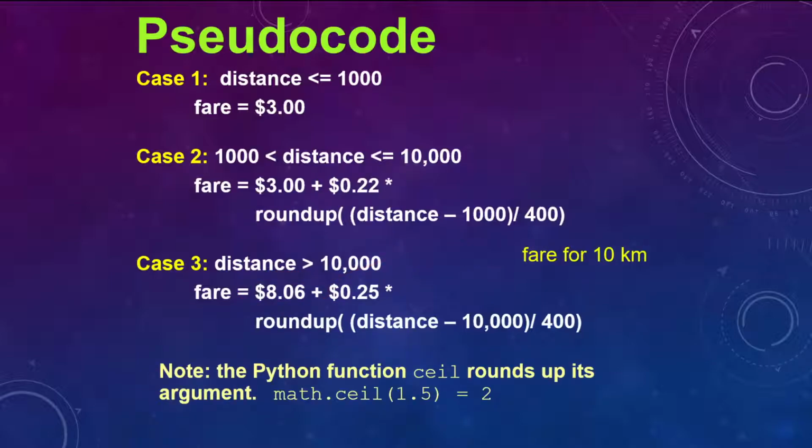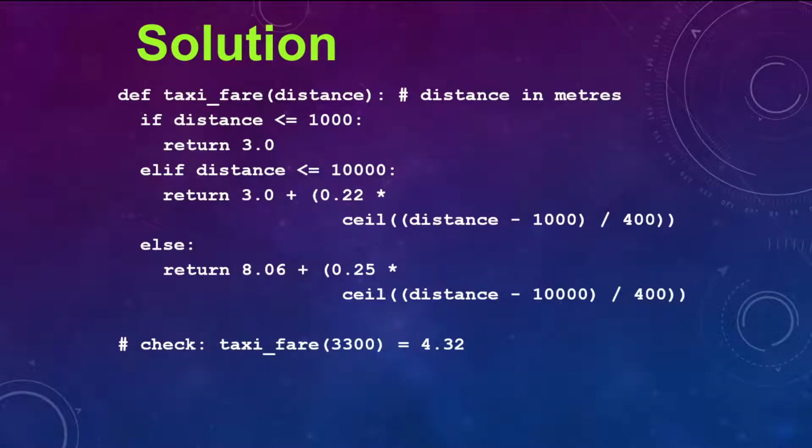So we have this function here, math.ceil, that will help us later. Let's look at this code now. We have a taxi fare function that takes in the argument distance, and distance is always in meters. If distance is less than or equals to 1,000, just return 3.0. Else, if distance is less than or equals to 10,000, return 3.0 plus 0.22 multiplied by ceil of distance minus 1,000 divided by 400, etc.